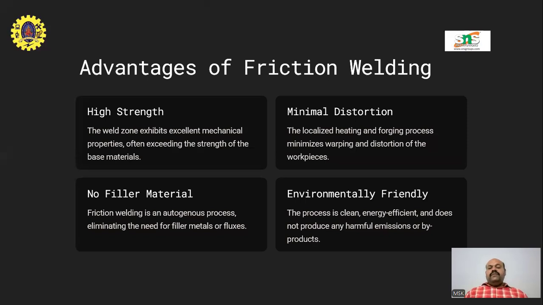Now the advantages of friction welding. We get a high strength weld. The weld zone exhibits excellent mechanical properties, often exceeding the strength of base materials. That is very important when you go for welding, so we always compare the strength with the base material. And we have minimal distortion. The localized heating and forging process minimizes warping and distortion of the workpiece.